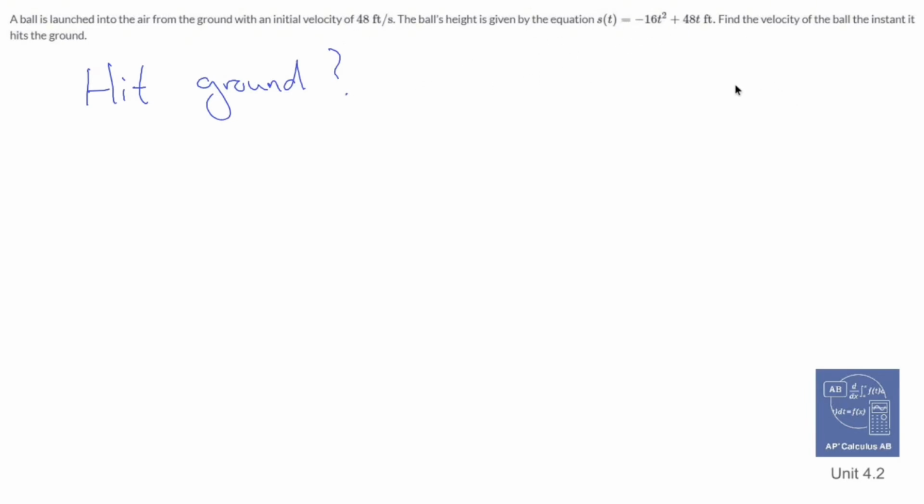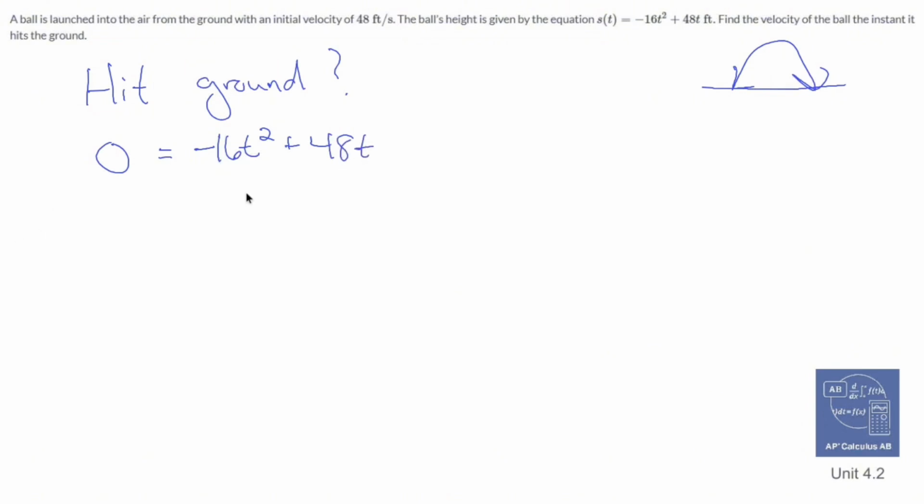I know this is a parabola that's going to look like this. I'm going to set this equal to 0 because that means I'm on the ground. My height is 0 and s of t represents the height here. So it hits the ground when s of t equals 0. That's my position function, so I have negative 16t squared plus 48t.